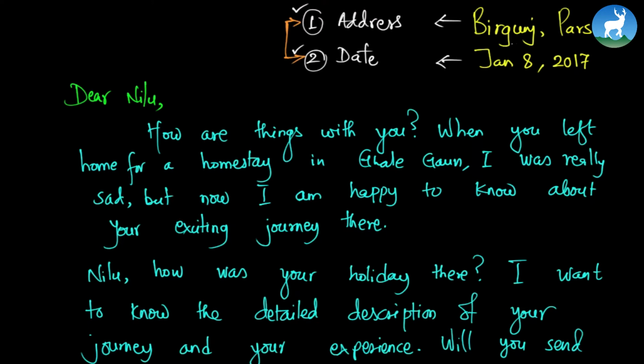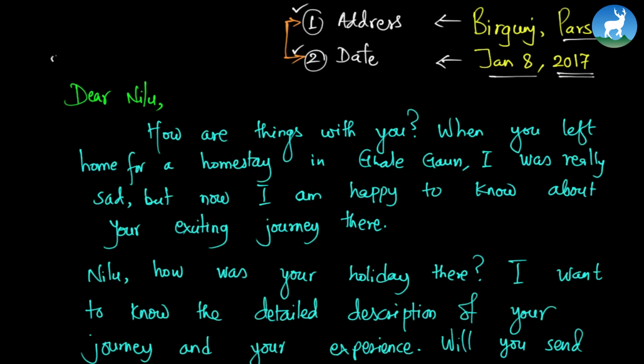Look at the address, Birganj, Parsa. You don't even need to write Parsa. Since it is a personal letter, the person you are sending the letter to already knows where you are. So you can simply write Birganj. And in the date section, you can simply write Jan 8. There's no need to write 2017. But if you want to, you can write the full date, no problem.